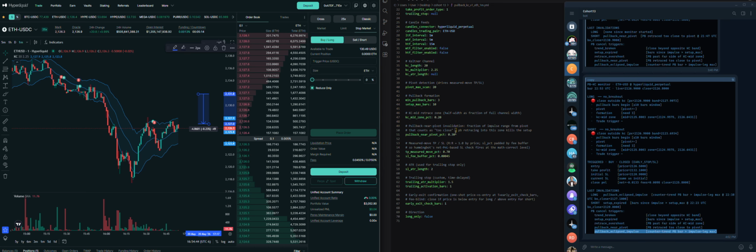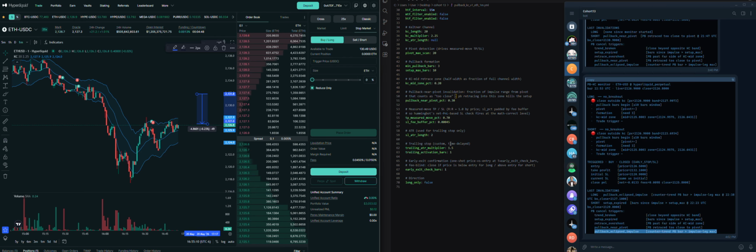And we have a few invalidation triggers. One of them is the pullback near the pivot point. So if we get within 30% of the original pivot, so down here in this example, 30% would be about this far down, then we would just kill the trade. And we've got a little stop loss fee buffer in there, just for the calculations. So we just add that in, pad that in.